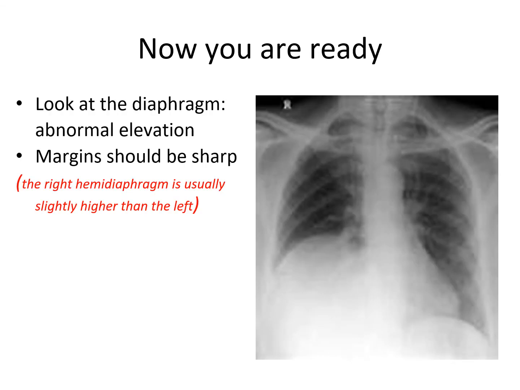Okay, so now you're ready. Well, we're just kind of taking a peek here, looking at some of the things that we've already talked about. So we're looking at the diaphragm. There's abnormal elevation, especially on that right side, and the margins should be sharp, and they're kind of blunted here a little bit. You don't see them quite as well. Oh, now it's starting to rain really good.